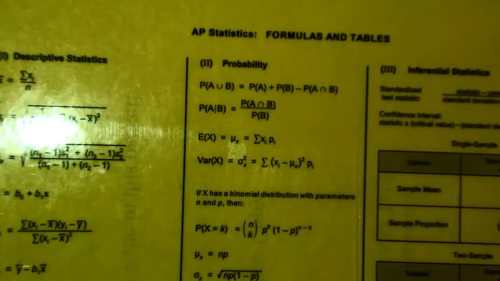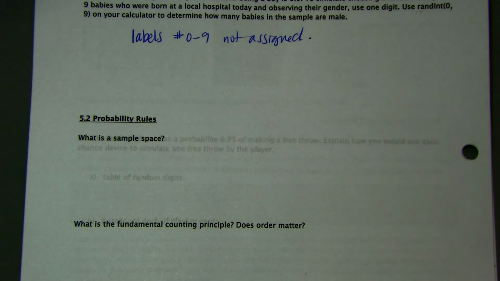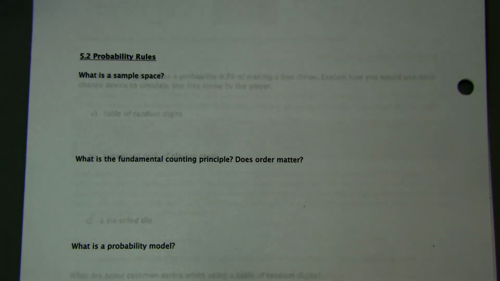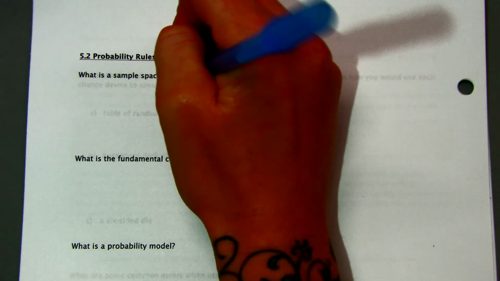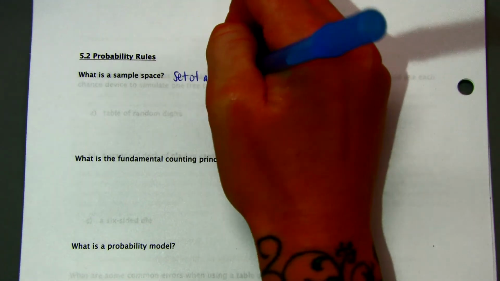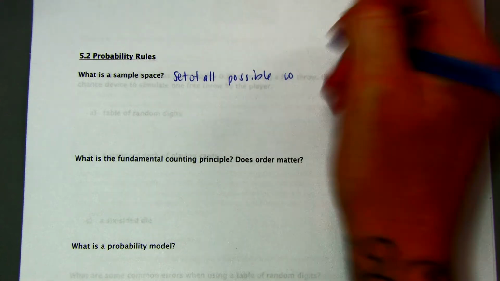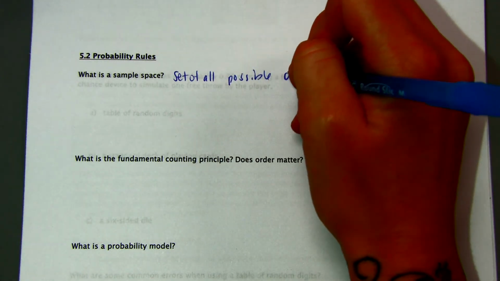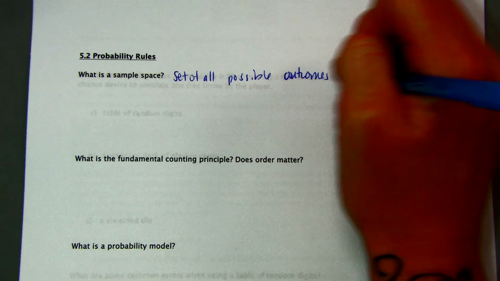But we need to talk about some just basic probability rules. A lot of the stuff we're going to talk about initially, I assume you already have some kind of experience with. So let's just make sure we have all of our definitions appropriate. So what is a sample space? A sample space is the set of all possible outcomes of a chance behavior.